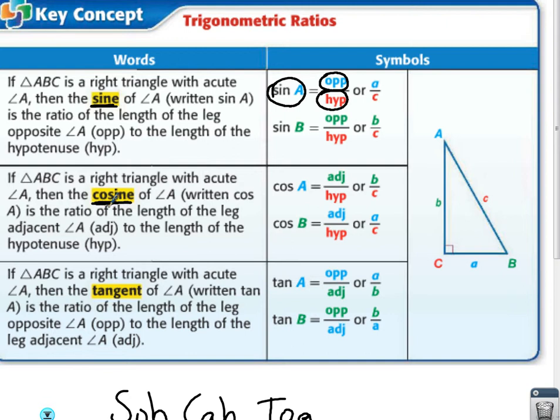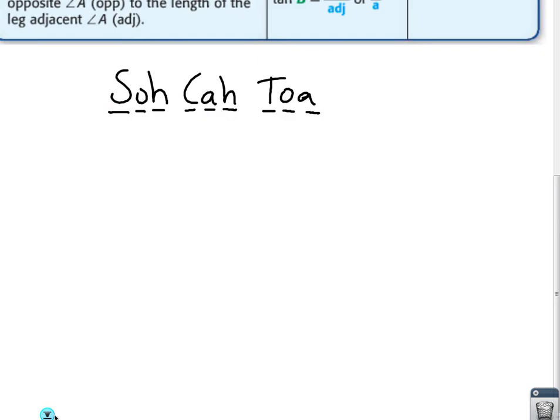The cosine of an angle is the ratio of the adjacent side to the hypotenuse. And we'll talk about what opposite, adjacent, and hypotenuse mean in just a second. The tangent of an angle, TOA, T-O-A. The tangent of an angle is the ratio of the opposite side to the adjacent side. Do y'all see SOHCAHTOA there? Sine, opposite, hypotenuse. S-O-H, cosine, adjacent, hypotenuse. C-A-H, tangent is opposite to adjacent, T-O-A.